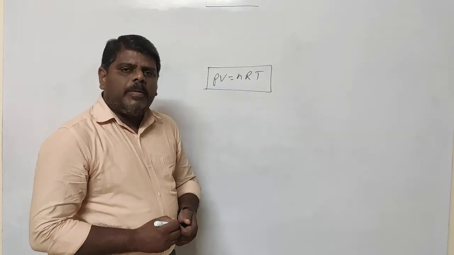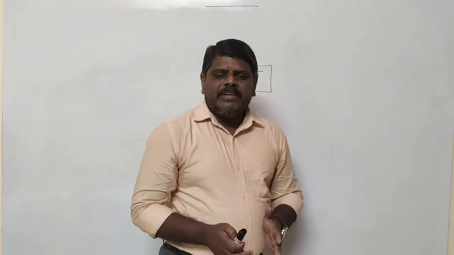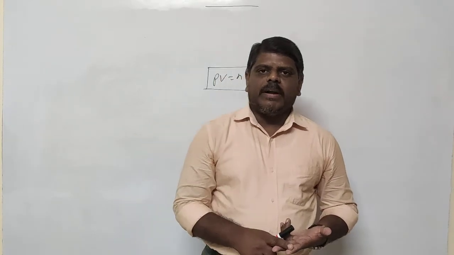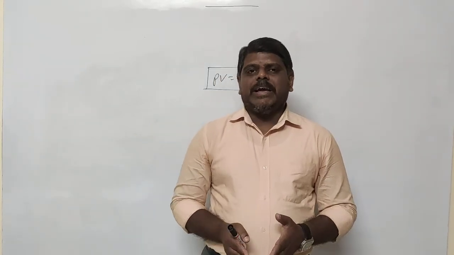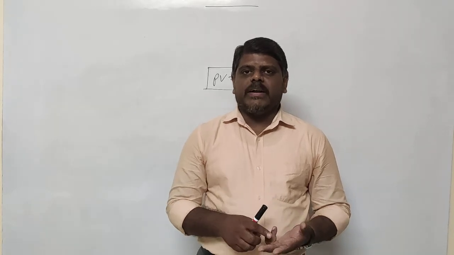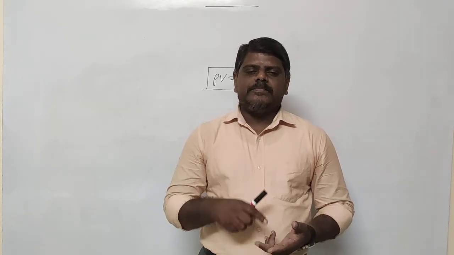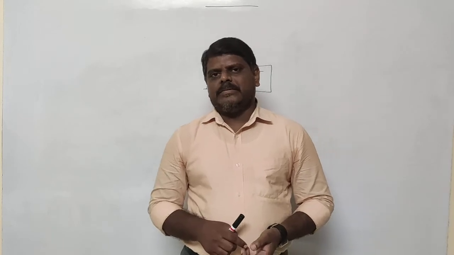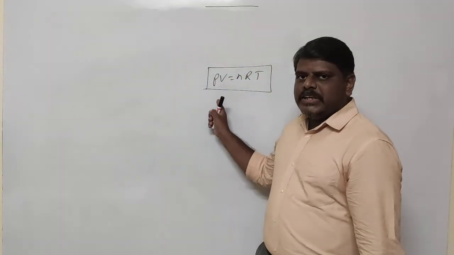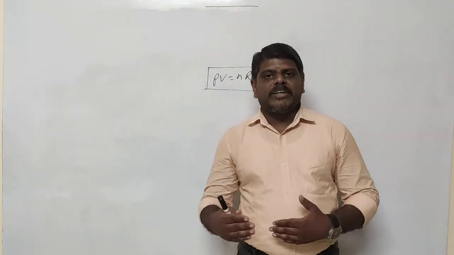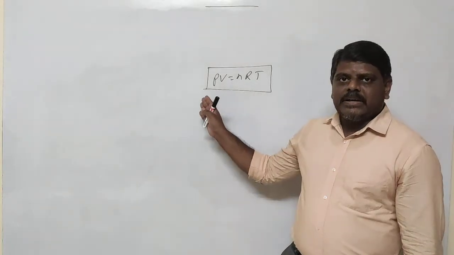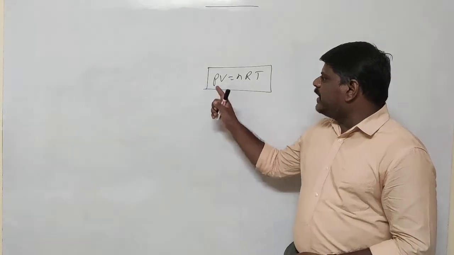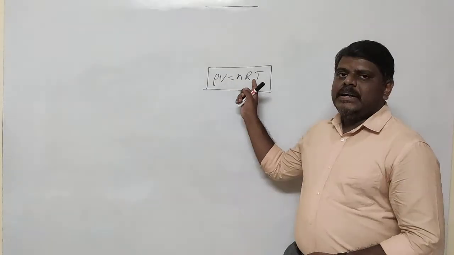So when you refer to Boyle's law and Charles law, Boyle's law explains the relation between only two physical quantities, that is the pressure and the volume. And Charles law explains the relation between only two physical quantities, either volume and temperature, or pressure and temperature. But with this ideal gas equation, you can find out the relation between all three physical quantities simultaneously. Okay, by using the ideal gas equation, you can find the relation between pressure, volume and temperature.